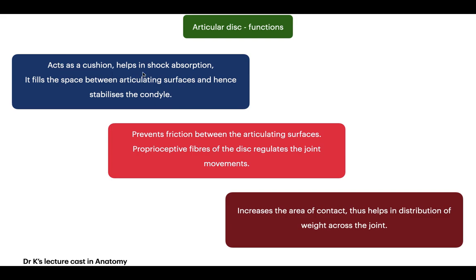Cushion means it helps in shock absorption, and this fills the space between articulating surfaces and also stabilizes the condyle. Number 2, since it acts like a cushion, we can say it also prevents friction between the articulating surfaces. Proprioceptive fibers. You would have come across this term in various aspects of anatomy. What is proprioception? We know we are moving a joint, we know we are moving a muscle, or we know we are doing some action.